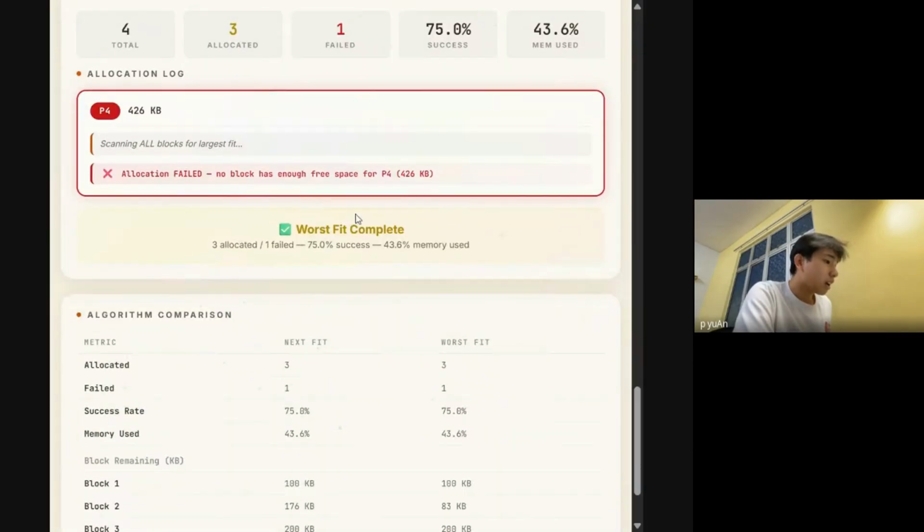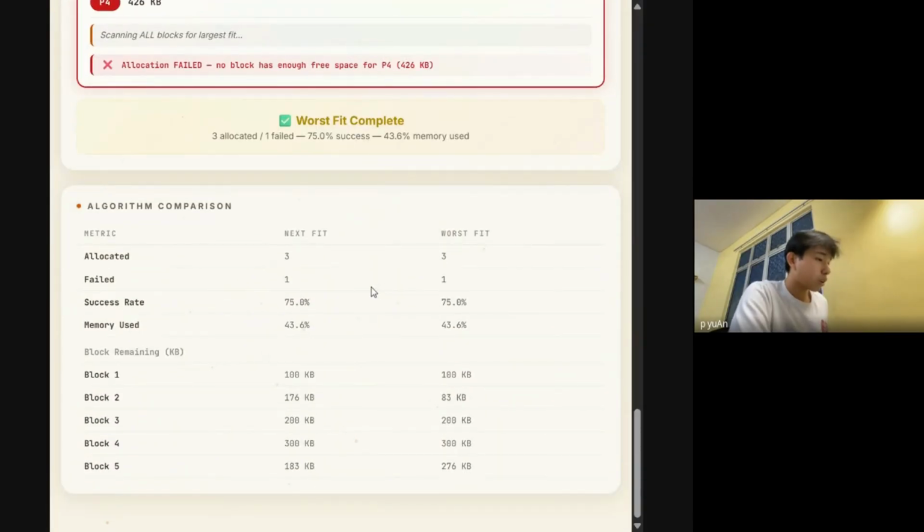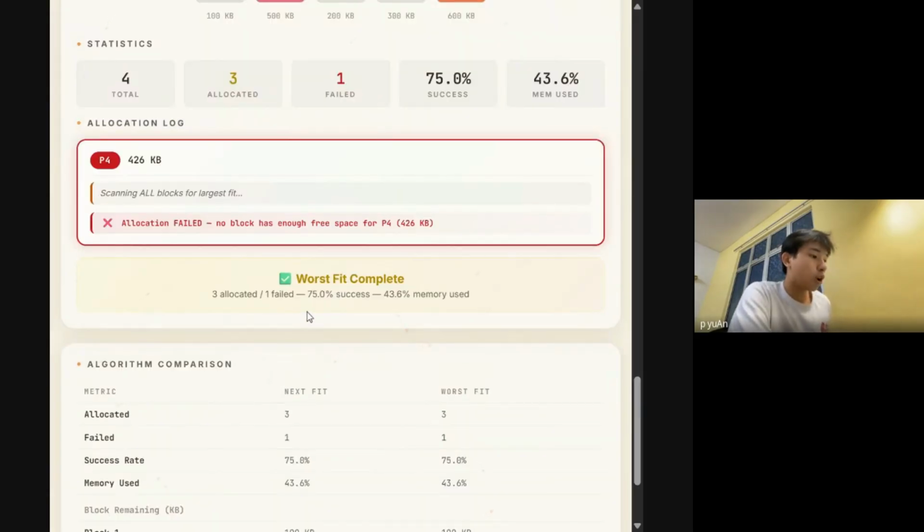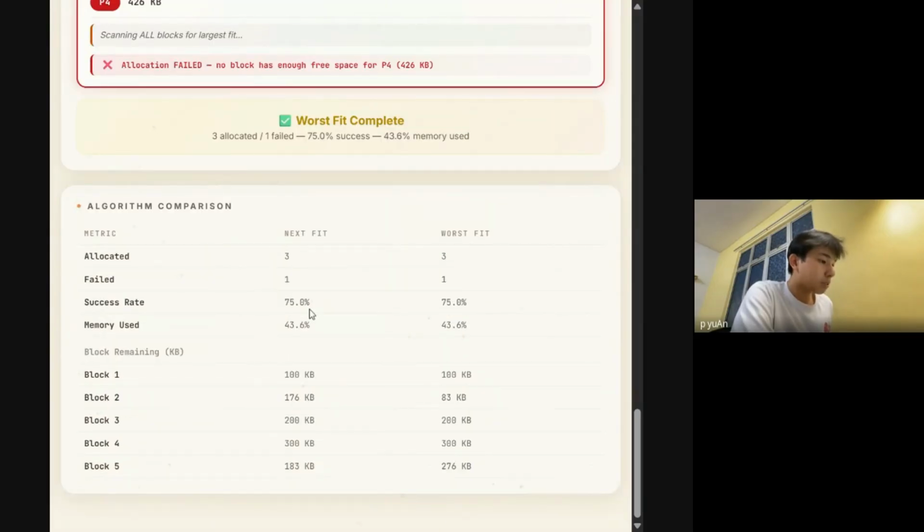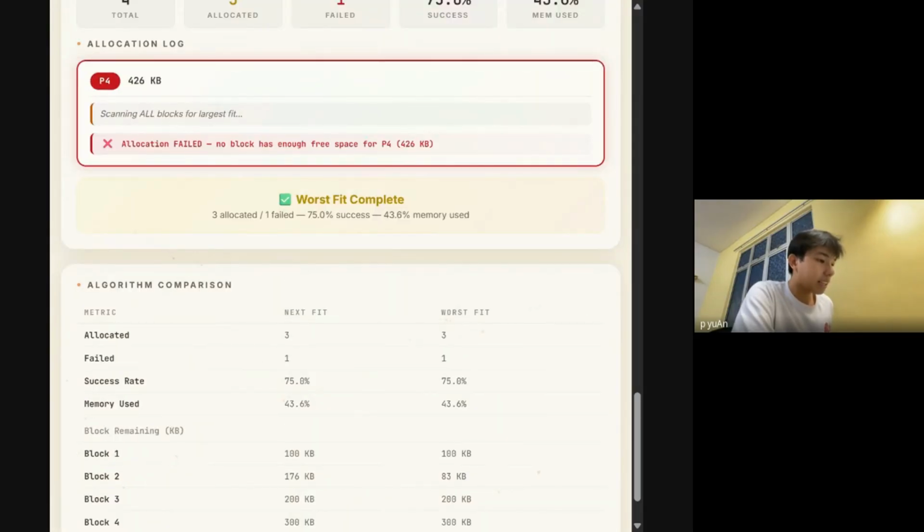To wrap up, looking at our final comparison table, both NextFit and WorstFit end up with exactly the same success rate and memory usage. This proves there's no single best algorithm. It is always a trade-off. NextFit gives you speed and saves computing power by moving forward. WorstFit keeps remaining space large to avoid tiny wasted fragments.